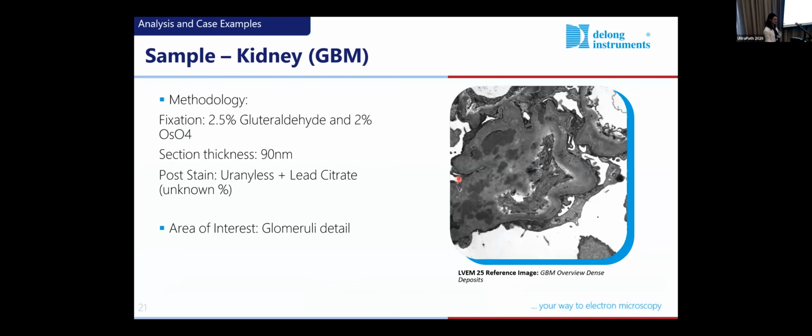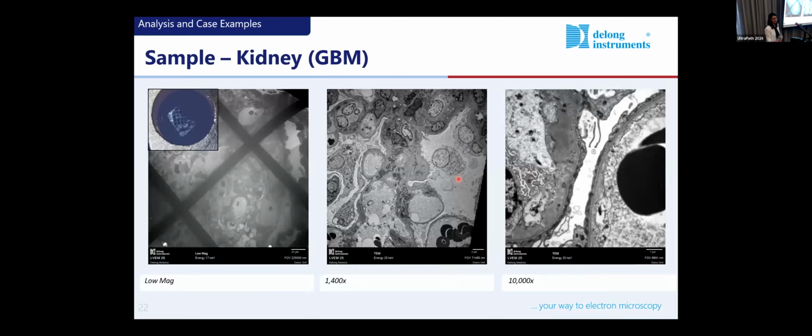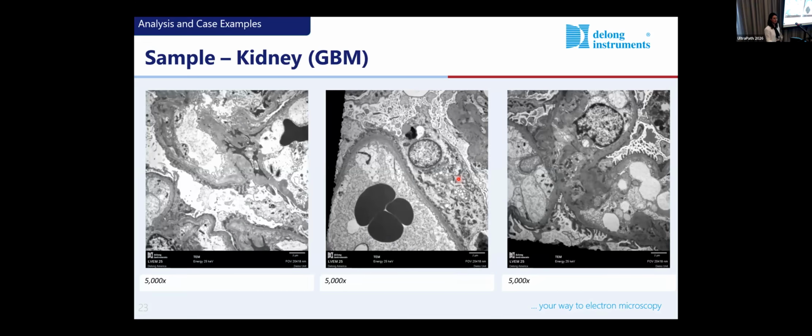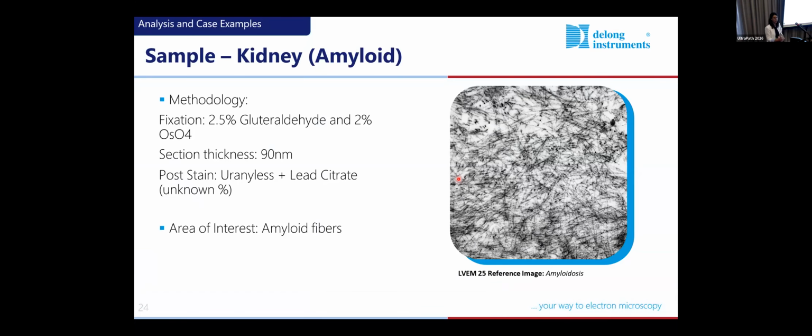In kidney, as I said, 25% of the pathologists use EM for kidney. So we do have a standard uranyl acetate, and then uranyl-free. And we can see structures such as podocyte, dense deposits. And our next slide will be more about the amyloid fibers.